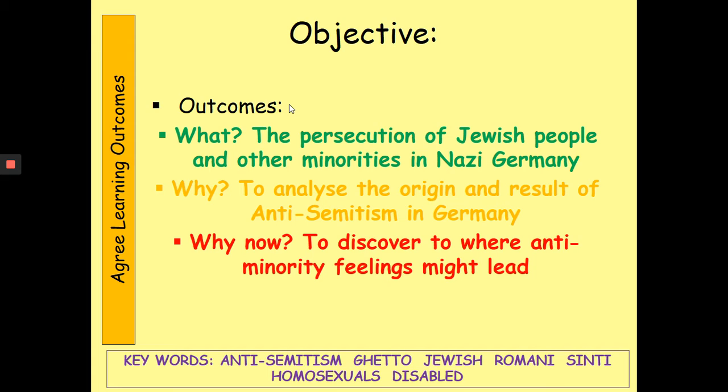Yes, most of the victims of the Holocaust were Jewish, about 6 million of them. However, there were lots of other minorities involved in that mix as well. We're going to analyze the origin and result of anti-Semitism in Germany, and why. We're going to discover where anti-minority feelings generally might lead to.